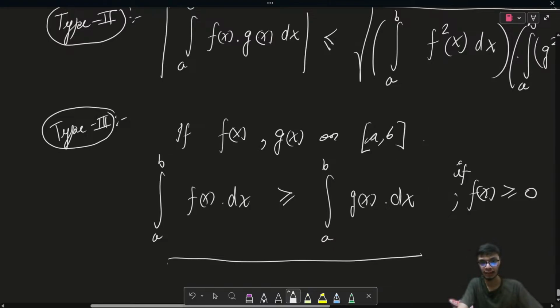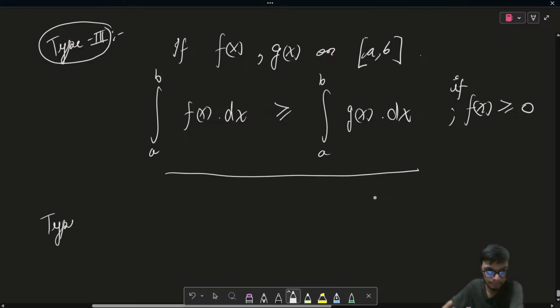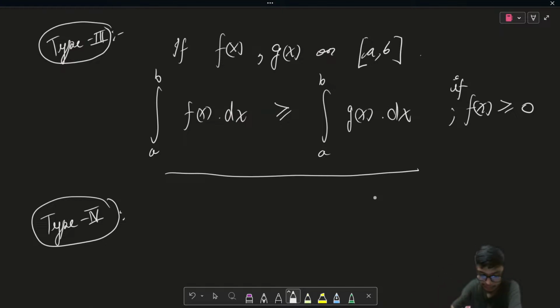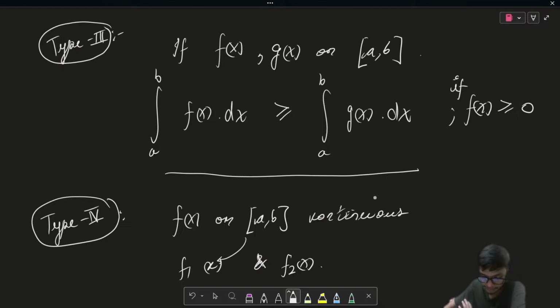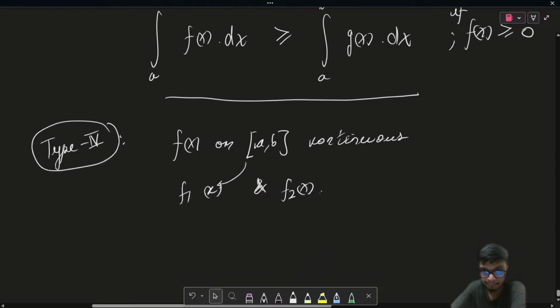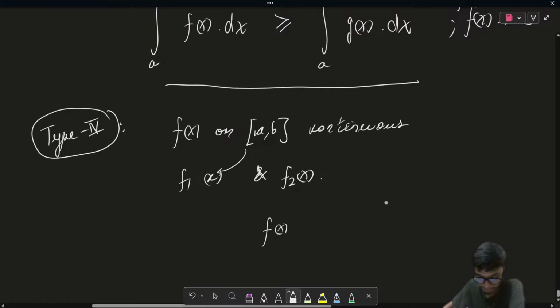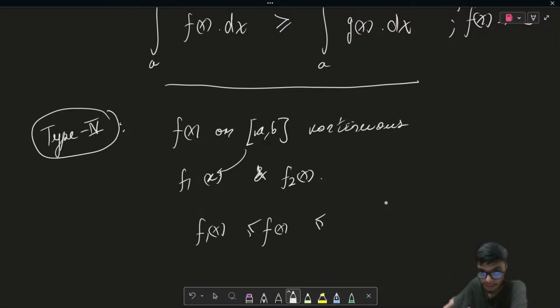And similarly, the last form, type 4. Suppose I have a given continuous function f of x defined on the interval a to b, and you are able to find two continuous functions f1 of x and f2 of x on the same interval a to b, such that f of x lies between f1 of x and f2 of x.